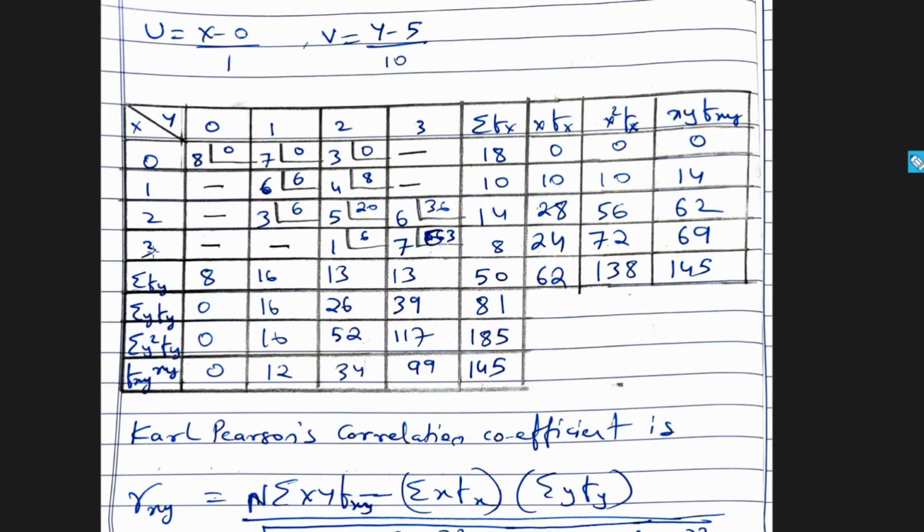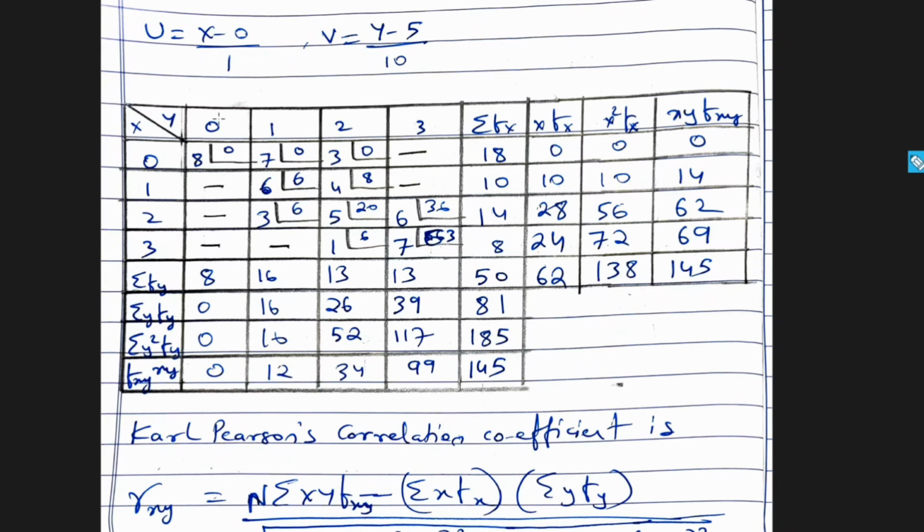And last one, 3 into 2 is 6, 6 into 1 is 6. So the answer is 6 here. 3 into 3 is 9, 9 into 7 is 63. So 63 plus 6, that is 69. So 14 plus 62 plus 69 is equal to 145. Okay. Now this is over for the x values.